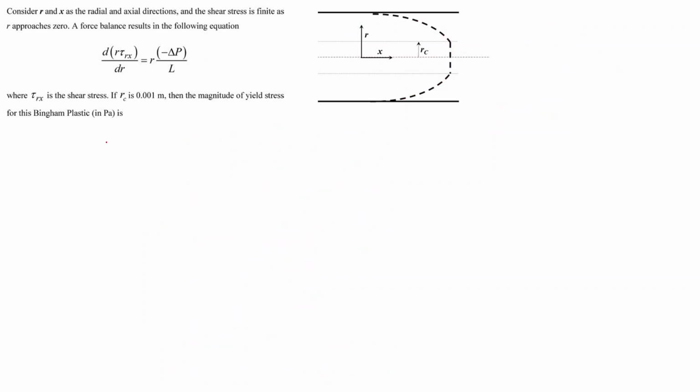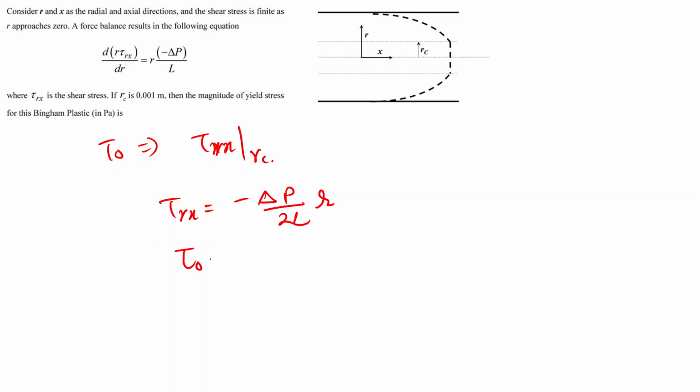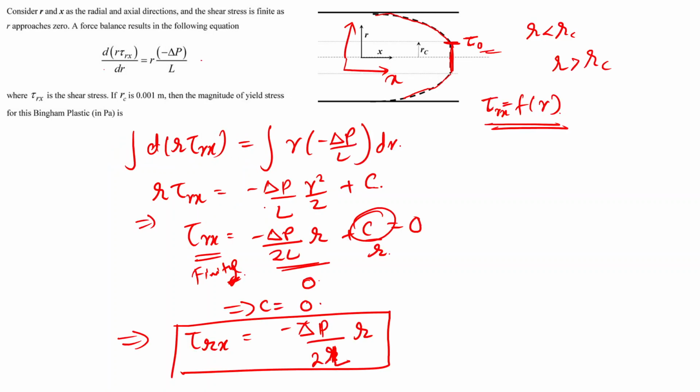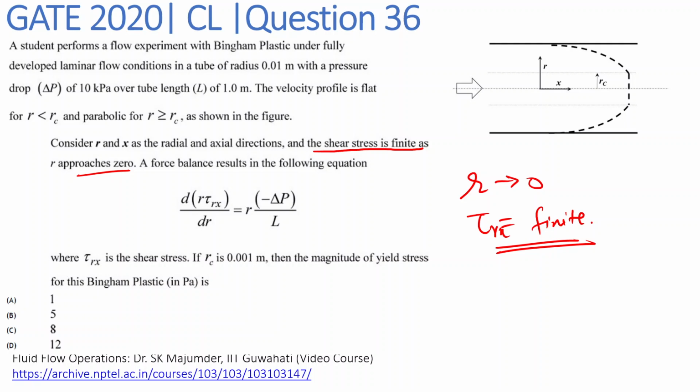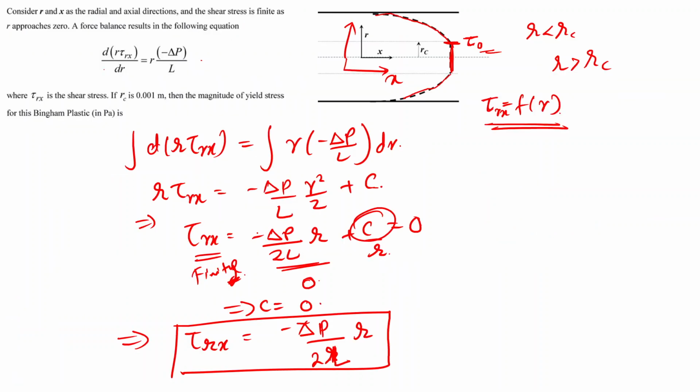So now we have to find tau naught, which is basically tau Rx at RC. So tau Rx we found out as minus of delta P upon 2L into R. If you put R equal to RC, then we will get the yield stress, that is tau naught. Delta P we have been given as 10 kilopascal, the length as 1 meter, and the critical RC is 0.001 meter.